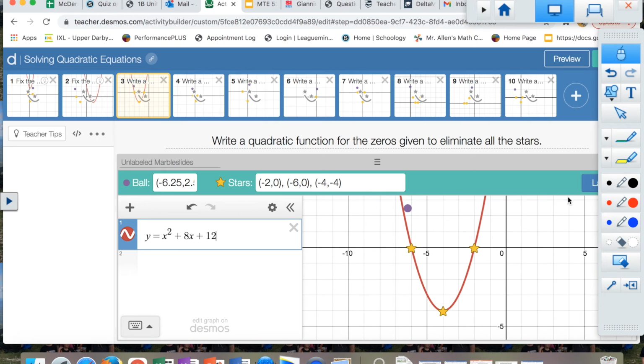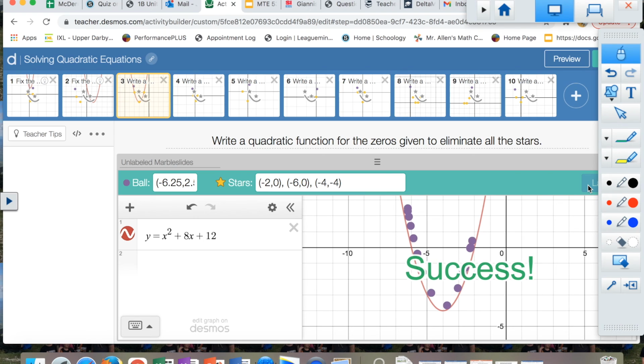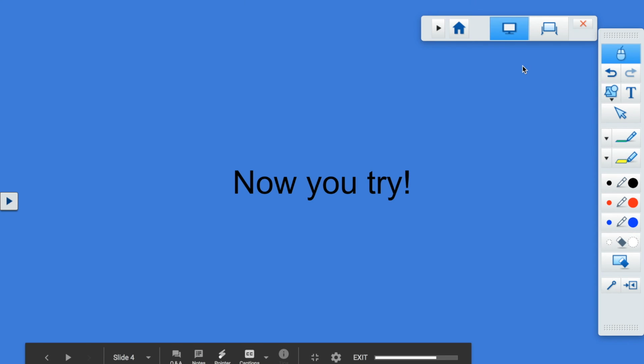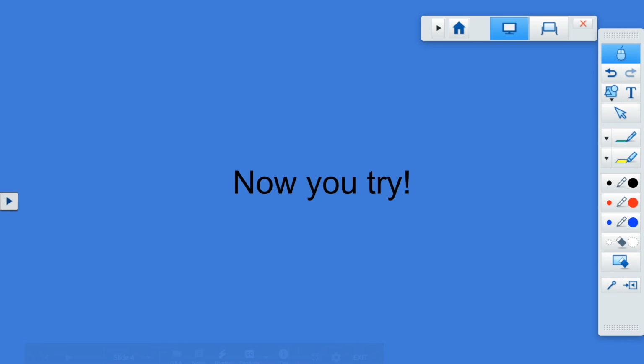Now, when I hit launch, they launch. Here they go. And they took out all 3 stars. So to take these stars out in this activity, I'm going to need a quadratic function. So use this video to write your quadratic functions so that your marble will take out all the stars. Good luck.